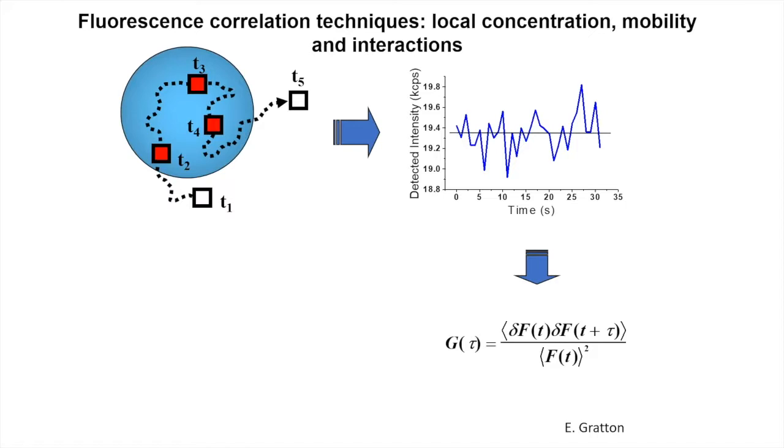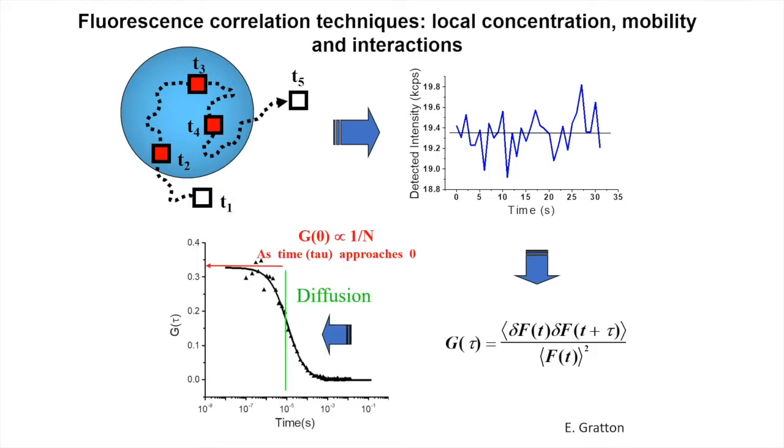As your autocorrelation decays over time, you get this autocorrelation function. The decay time of this autocorrelation is essentially proportional to the diffusion coefficient. So you can extract the mobility of your molecules from this function, and extrapolation to time zero will give you essentially the concentration, the number of your fluorophores in your confocal volume.